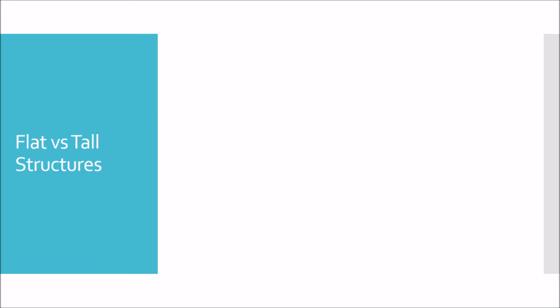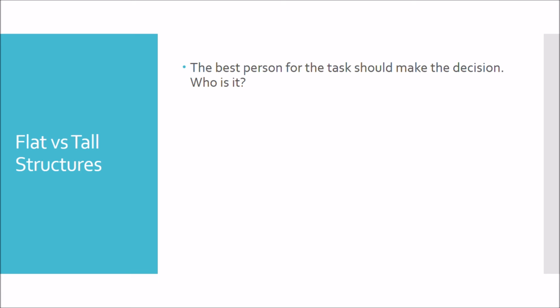Okay, so that's our three types of structures that we can have. Now what we're going to have is flat versus tall. And again, before we start into that, we need to consider what's going to go on. So we need to decide, don't we, who is the best person for the task? And the best person for the task is for making the decision. So who is it, really? In the words of PRINCE2, enthusiastic and available is not the criteria for assigning work.